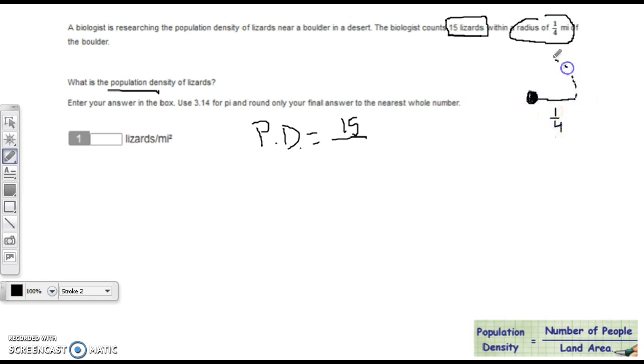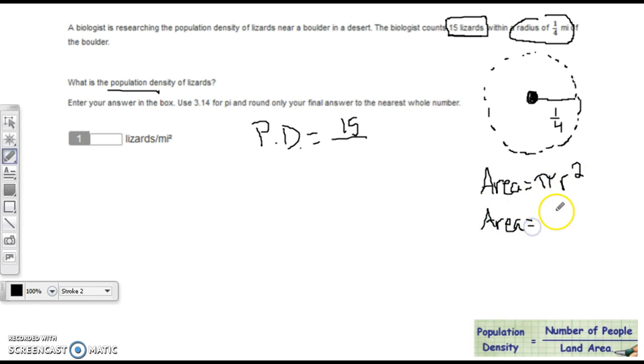That means if we're dealing with a radius, we have a circle here. So within this circle, he found 15 lizards. Well, we need to know the area of that circle. So we need to use pi times radius squared. And that's on your formula sheet. Sorry, I forgot to put it on the need to know info. But pi, it says to use 3.14. The radius is 1/4. You can put that in your calculator as 1/4 or 0.25. It's the same thing. And then we'll just multiply it out to get the land area.